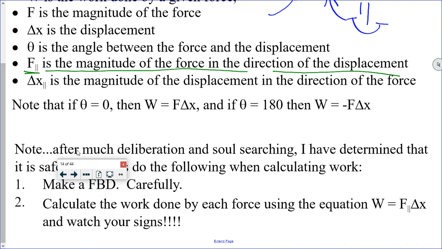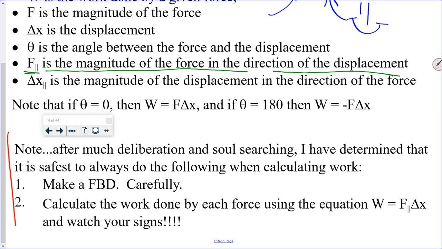So this little paragraph down here basically says what I just said. To solve work problems, you're going to make a free body diagram and then use this. I should comment, when you use this, you've got to watch your signs. If the parallel component of your force and your displacement are in opposite directions, then you need to make a note of that.